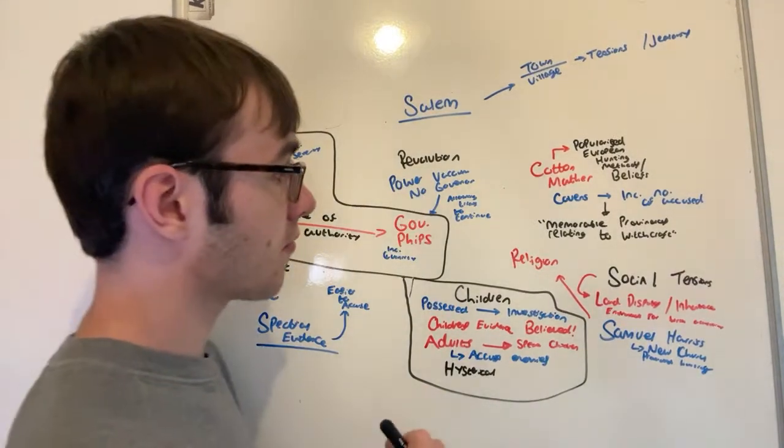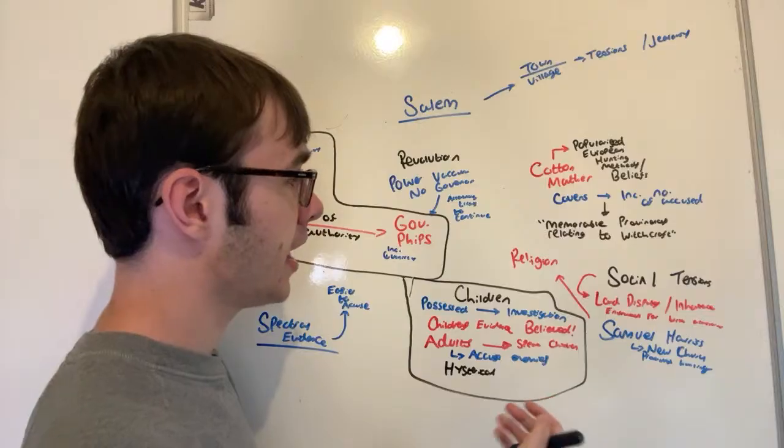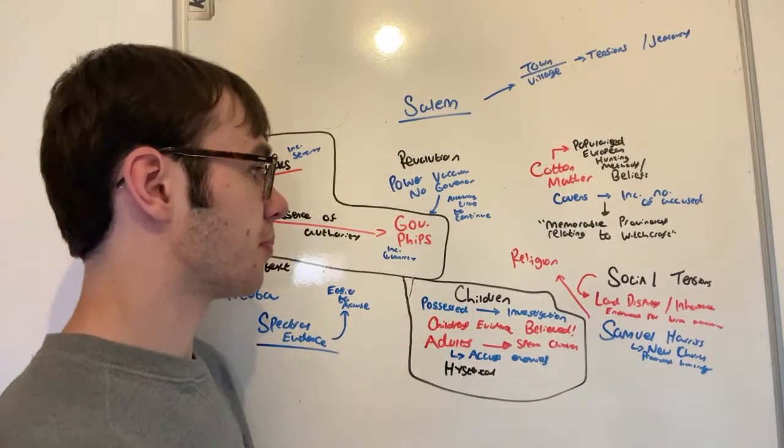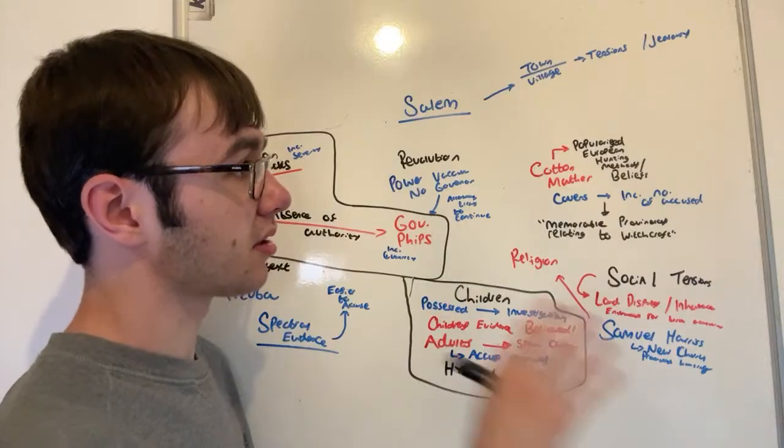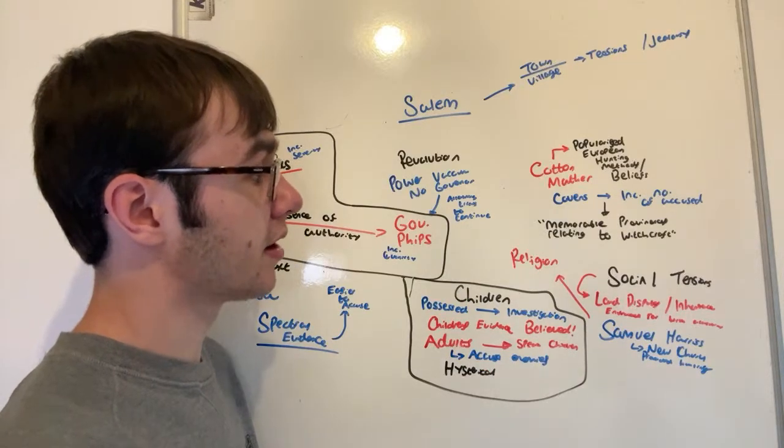Also, you could link the starting of the hunt to religion. The idea that Eve was tempted by the devil makes women overall seem to be easily tricked by the devil.